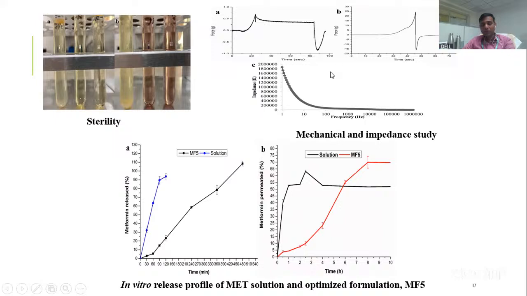And further, we have performed mechanical and impedance studies. The mechanical study indicates good spreadability, and that the gel absorbs the ocular pressure. The mechanical behavior indicates suitability for ocular formulation applications to the eye.